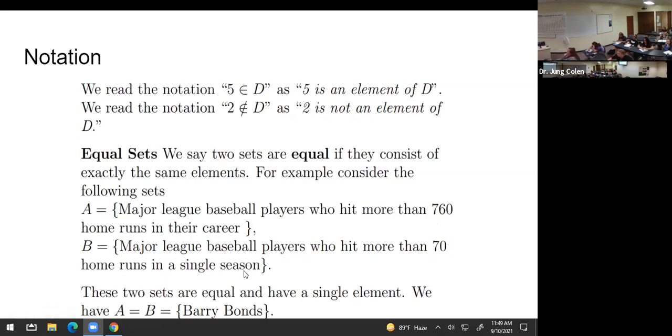I have no idea about baseball. But they said that person is only Barry Bonds. I don't even know who Barry Bonds is.